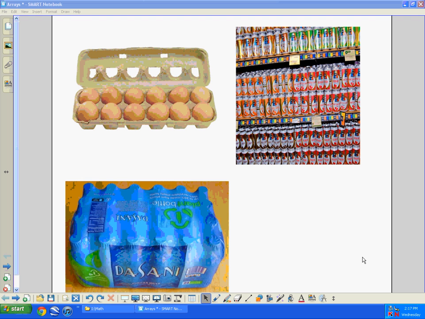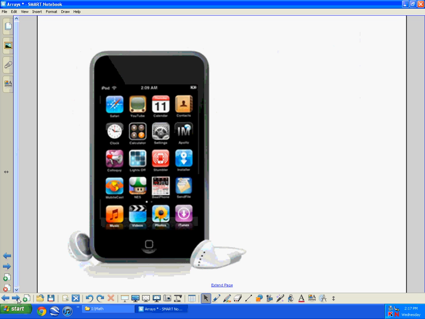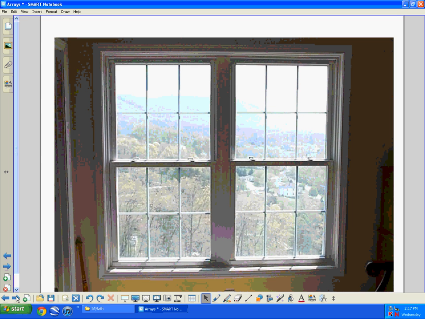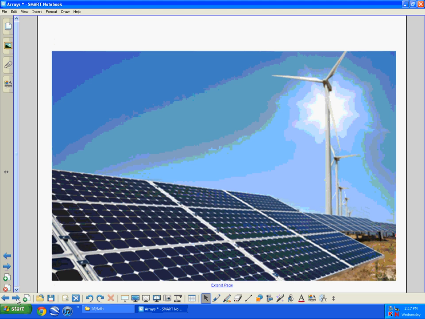Arrays are all around us. You can find them anywhere. You can find them in the grocery store. You can find them on your iPhone. You can find them at home. You can find them everywhere.